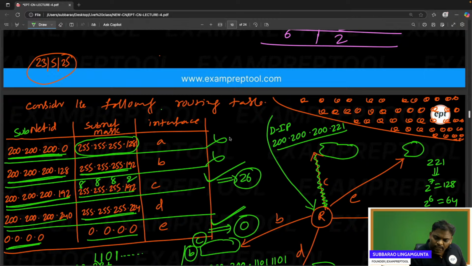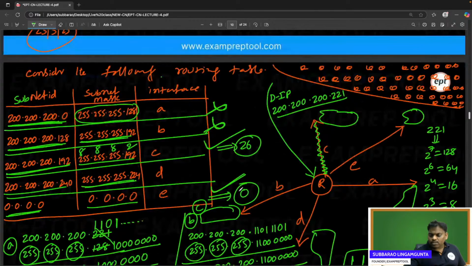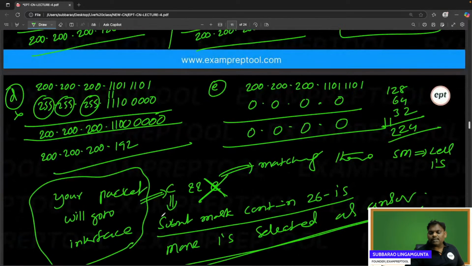So see this one, it is not matching. There is no concept of how many ones are in the subnet mask, because it is not matching. C is matching, E is matching. In C, the subnet mask contains 26 ones. In E, the subnet mask contains 0 ones. So the larger one is 26 ones. So C will be selected as the answer.